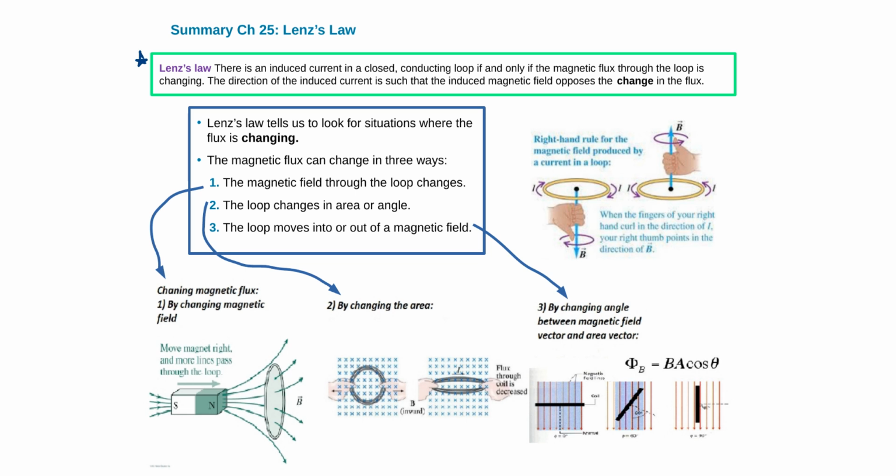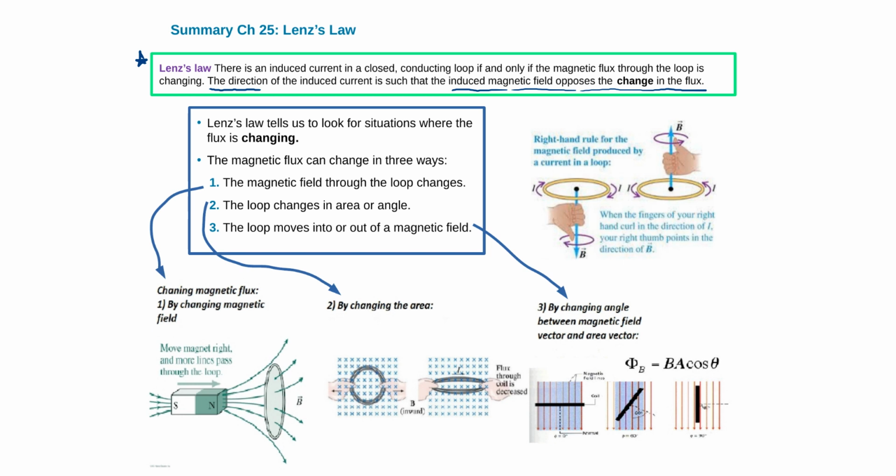The direction of the induced current is such that the induced magnetic field opposes the change in the flux. So the induced magnetic field doesn't want the flux to change. If the flux is increasing, it will be opposing the background magnetic field. If the flux is decreasing, it will be in the same direction as the background magnetic field. That's the main point here.